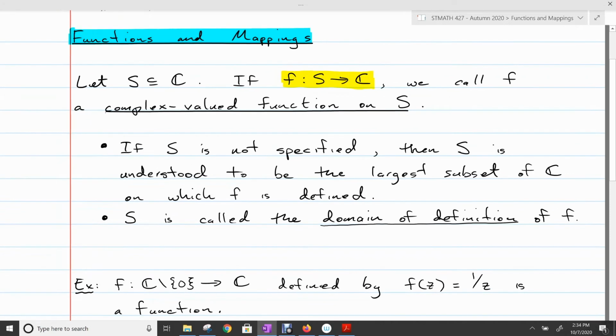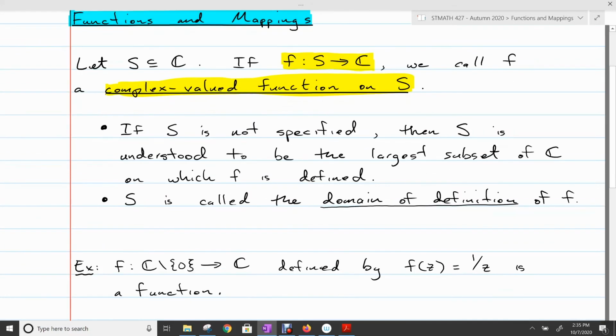So you know this notation here means that f is a function with a domain of S and with a codomain of the complex numbers. And so that means that the range of this function is contained inside the complex numbers. So this is going to be a function that takes as input complex numbers from S and then gives output values in the complex numbers. And such functions are called complex valued functions.